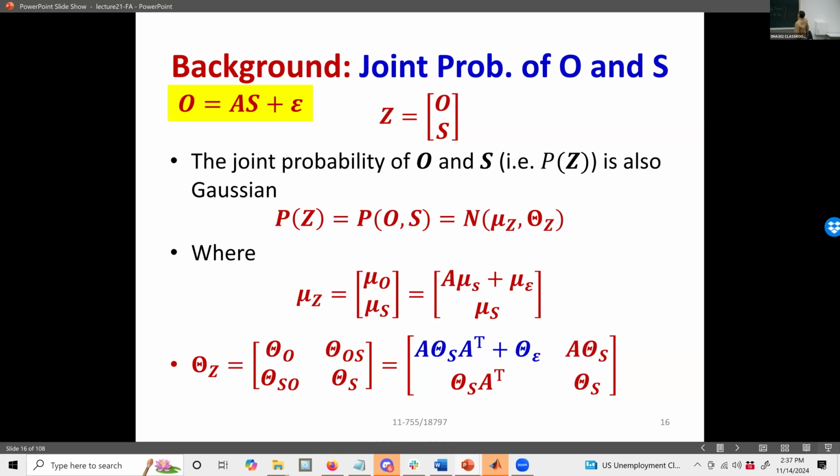And then I can go to those pink equations. And I know what this guy is. Theta SO is simply A times theta S, right? Is that what it is? Theta SO is theta S A transpose. So, yeah. You can basically read each of these guys off. So theta O is A theta S A transpose plus theta epsilon. This is what we've got also. I plugged all of those in.